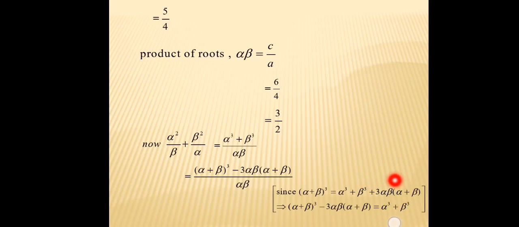So we have put the value of alpha cube plus beta cube in the next step. It is now of the form where we may put the values of alpha plus beta and alpha beta to evaluate the given symmetric function. After putting the values of alpha beta and alpha plus beta, we get (125 minus 360) whole divided by 64 multiplied by 2 by 3.